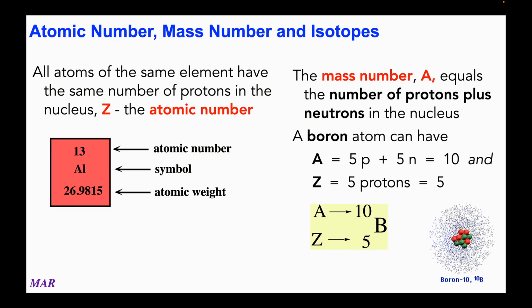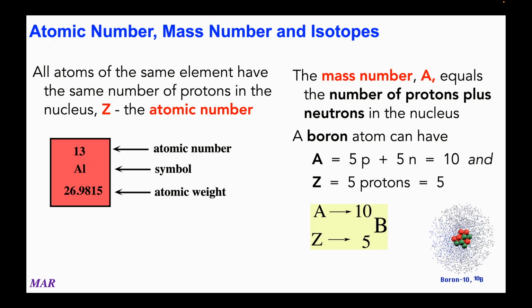However, you can have more than one version of the same element, and this got us into isotopes. So to figure out isotopes, we need to talk also about the mass number. And the mass number, which gets the symbol A, is equal to the protons plus neutrons for the nucleus. So as an example of this, boron is number 5 on the periodic table. That means it can have 5 protons, no problem. But boron can have 5 neutrons. We'll talk about why it sometimes doesn't have that too. So if you want to figure out the mass number for a boron atom with 5 neutrons, protons plus neutrons, 5 plus 5, 10 would be the mass number.